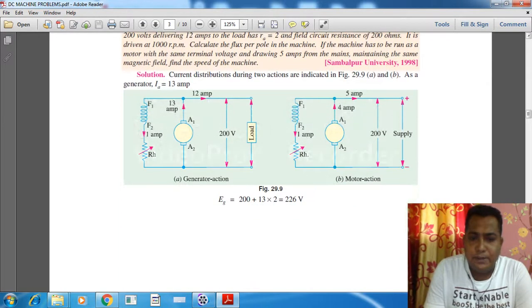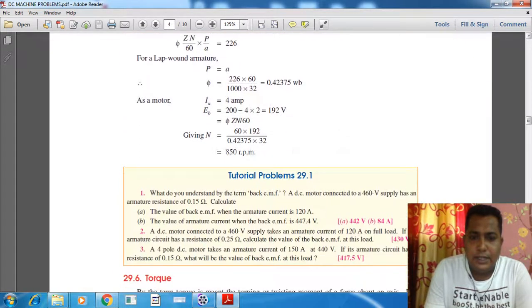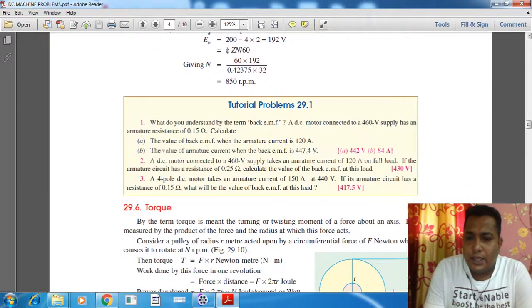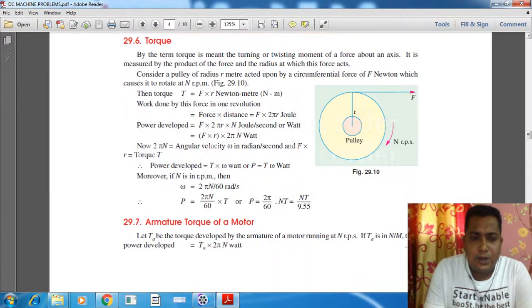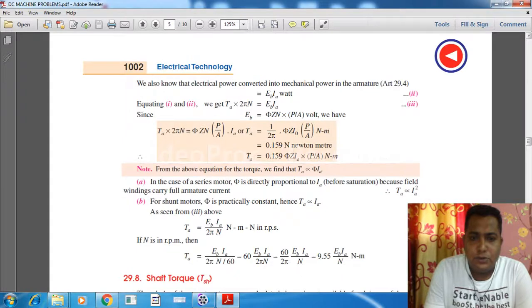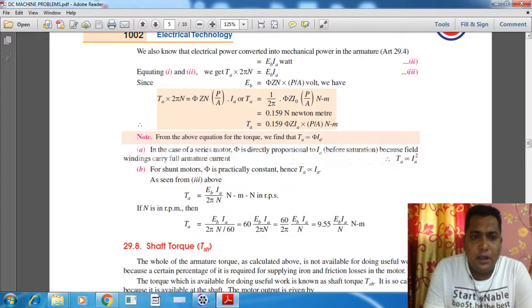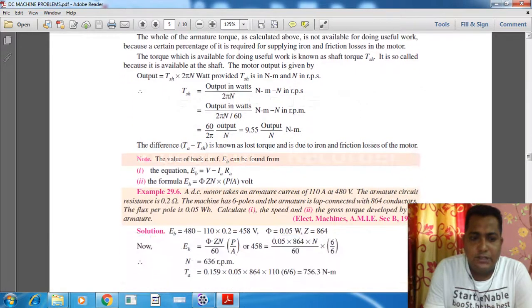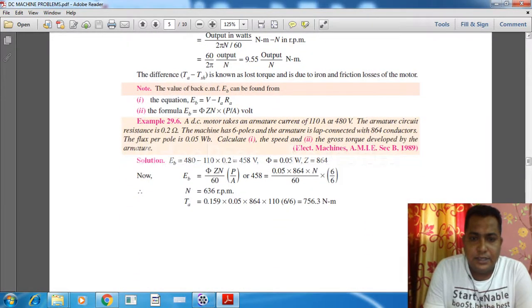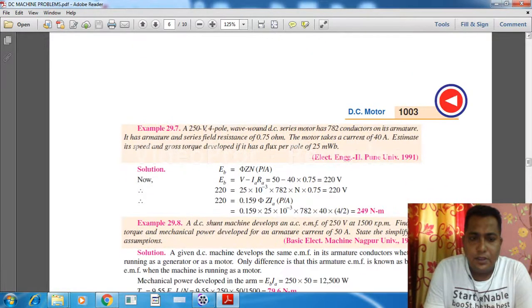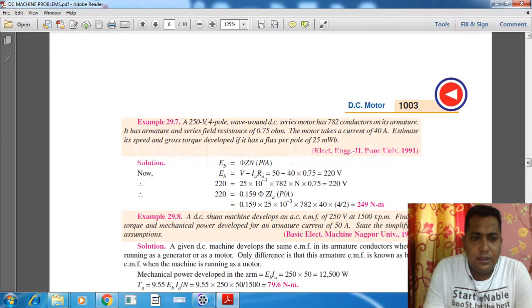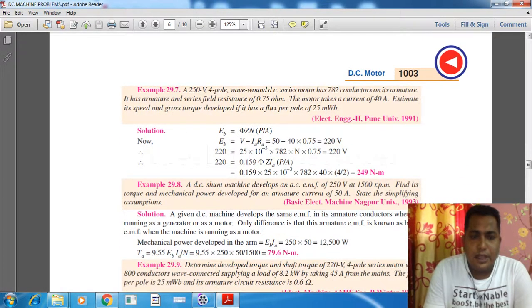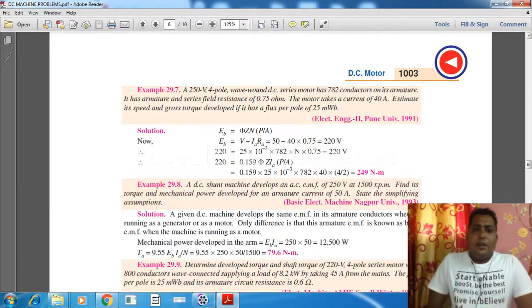This is a very simple problem. I'm not going to go into the details. Yes, a torque related problem, one problem we should solve. No, not this one, we should not go for this one. Yes, let us do this one.